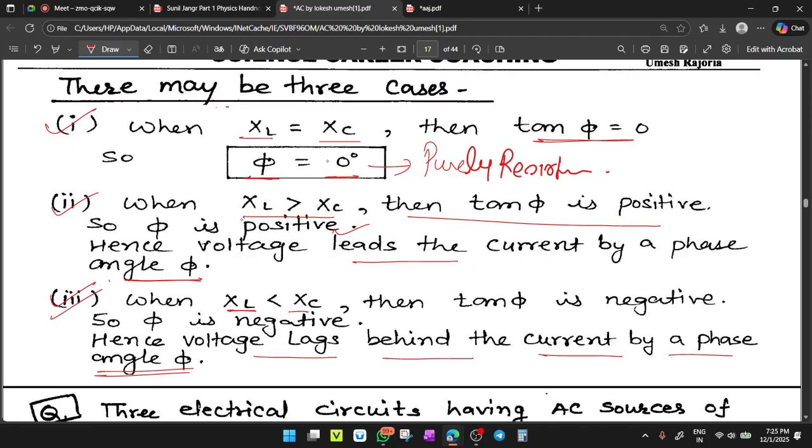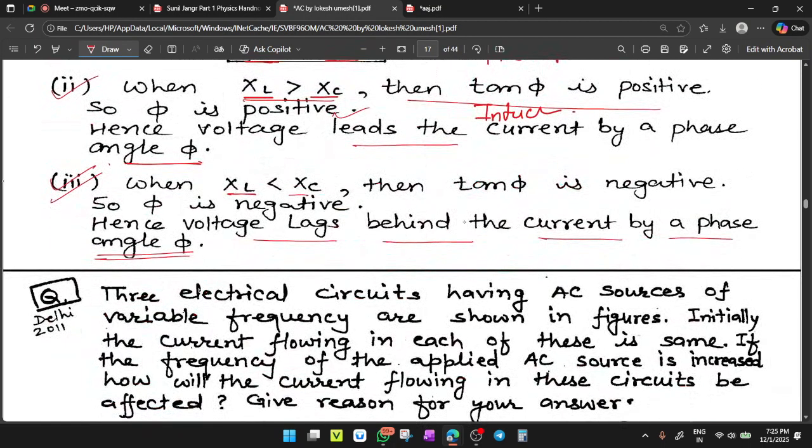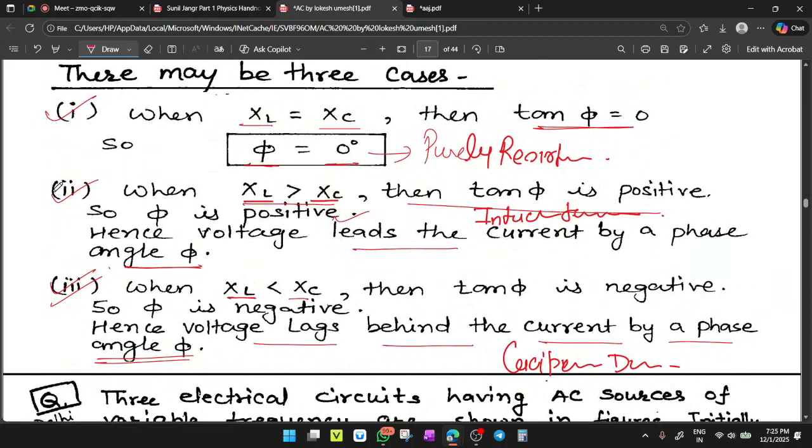When XL is greater than XC, your circuit will be inductance dominated, so it is said to be inductive. Not purely inductive, but inductive dominated. Better to write dominated. Here, when XC is greater than XL, it is a capacitor dominated circuit, capacitive dominated. Clear? So three situations may be there.